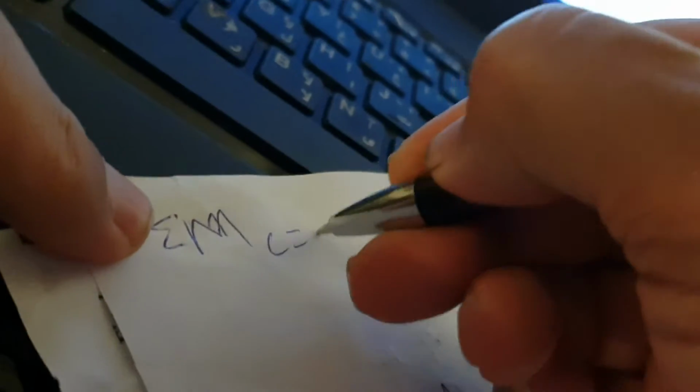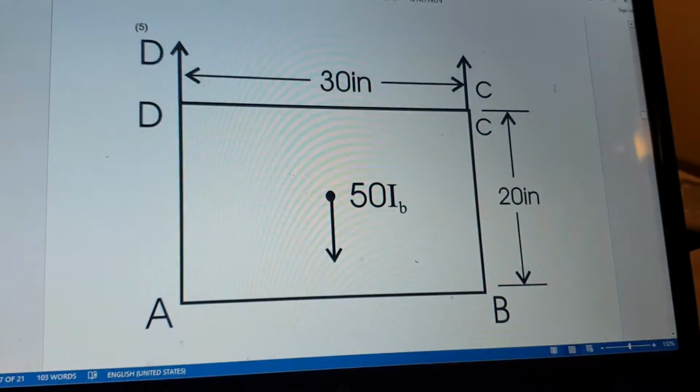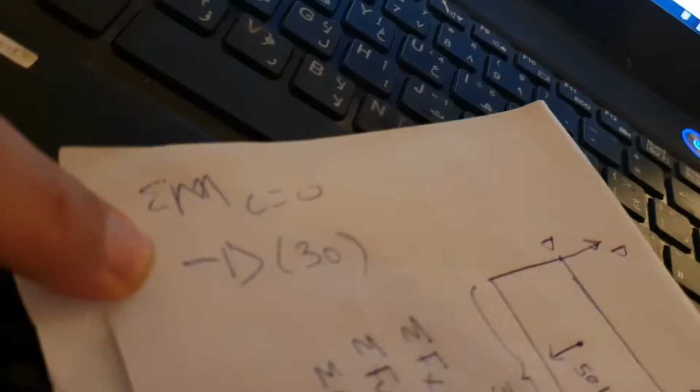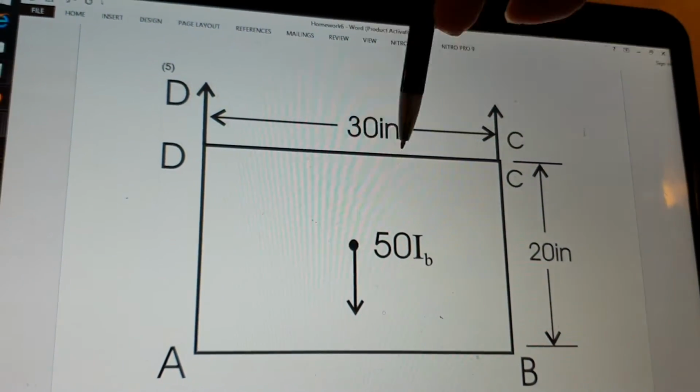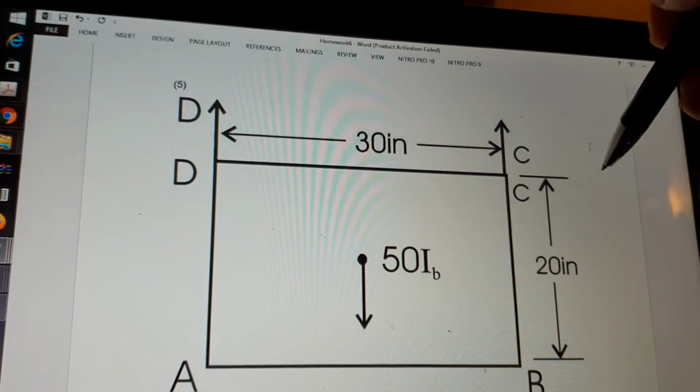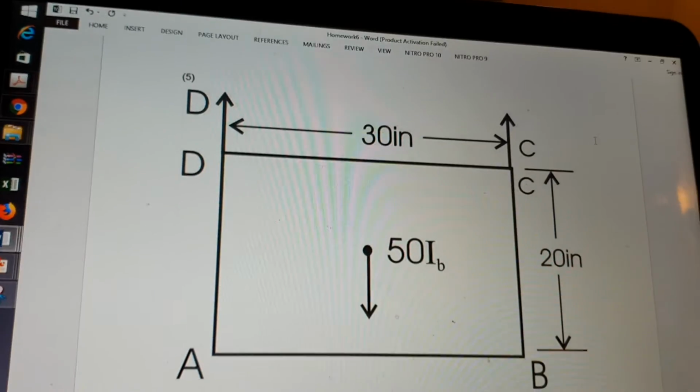Summation of moment at C equal to 0. D will move in the negative, minus D times 30, minus D times 30, and also this 15 is going to pull it in the positive, plus 50 times 15, equal to 0.